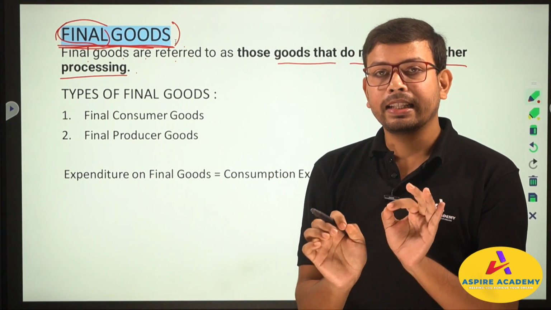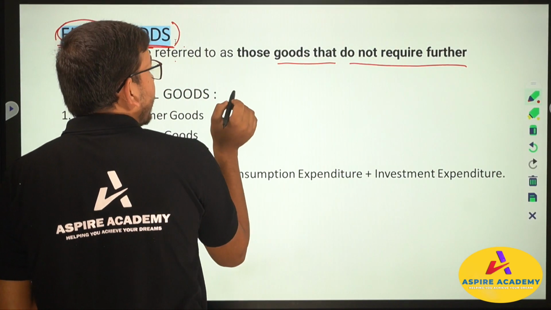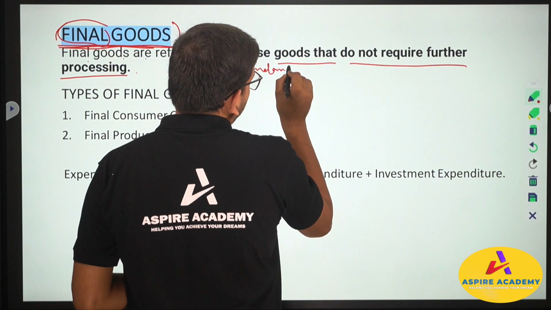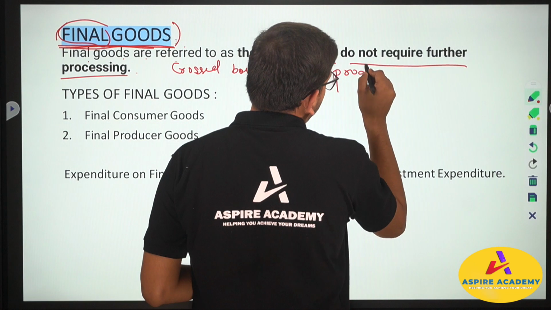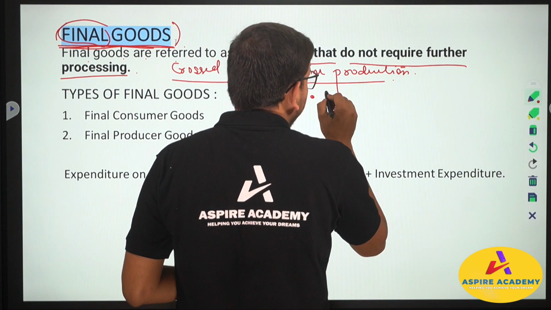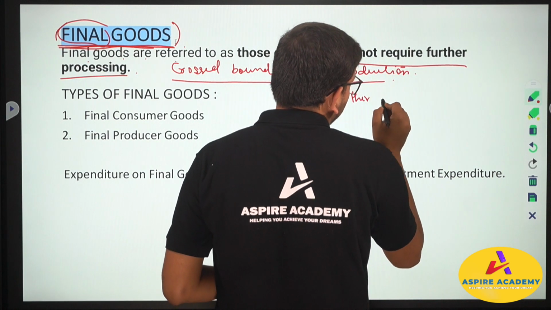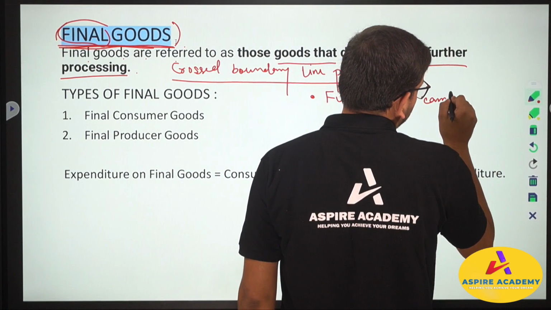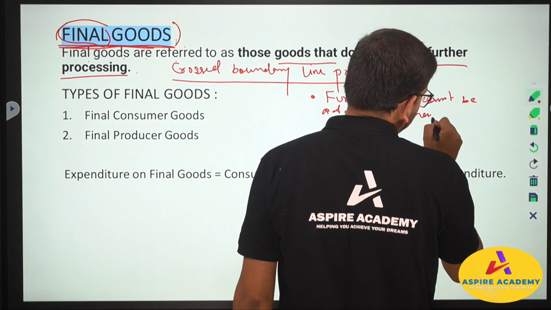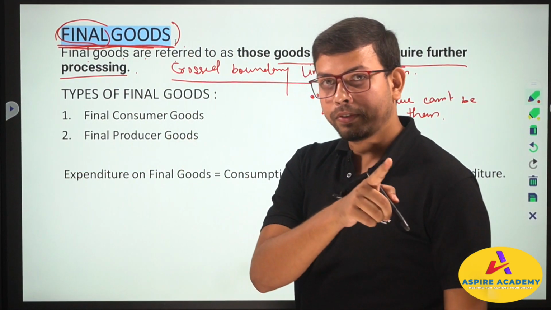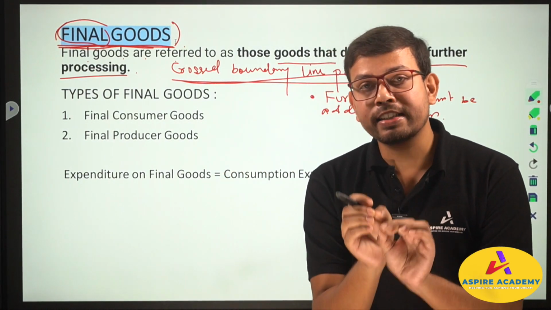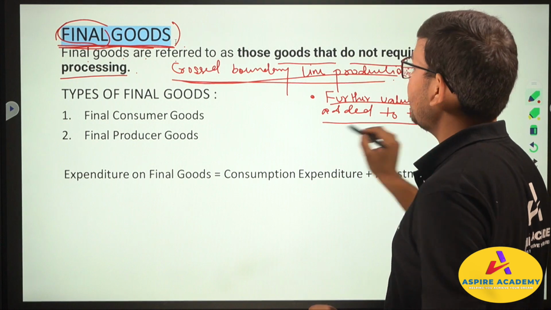They are complete. They have already crossed the boundary line of production, and further value can't be added to them. Final goods are those type of goods which have already crossed the boundary line of production, and there is not even a single chance where you can add further value to that good.